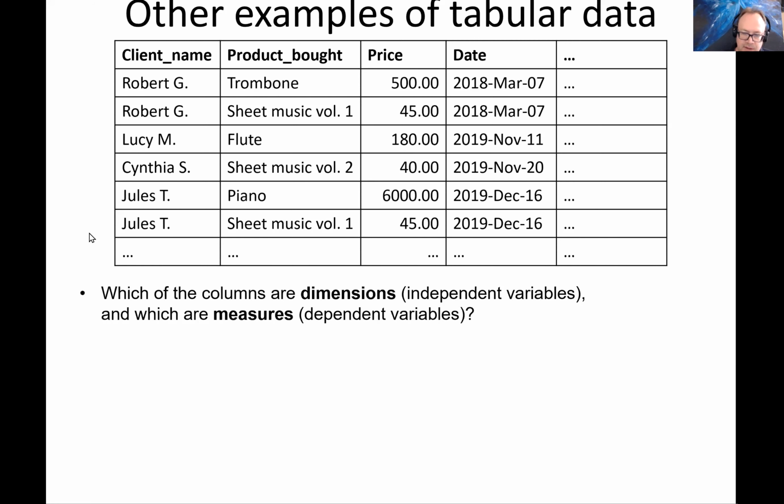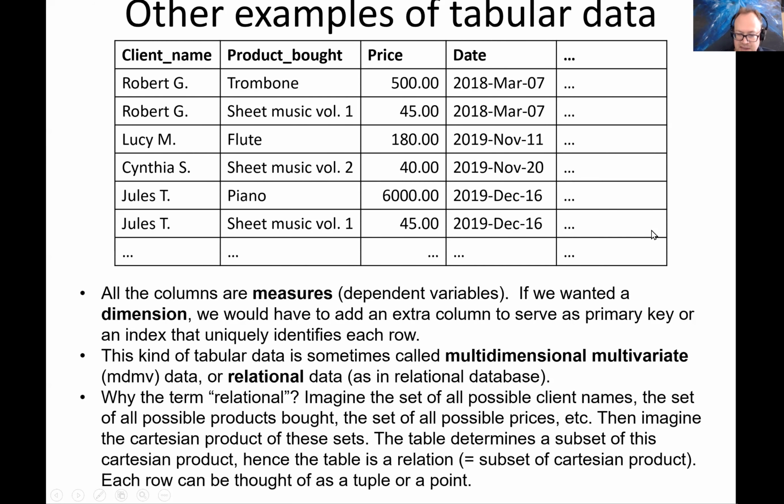So the table determines a subset of a Cartesian product. And in that sense, it is a relation. And that's why we talk about relational databases, because each of the tables is a relation. It is a subset of a Cartesian product. So we could call this tabular data, we could call it relational data. Sometimes it's called multidimensional multivariate data or MDMV data. That acronym isn't used very much in the literature, but some people use that acronym.